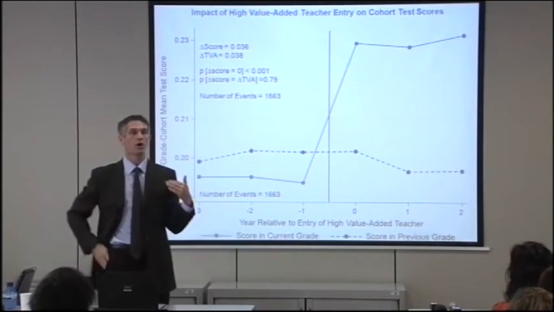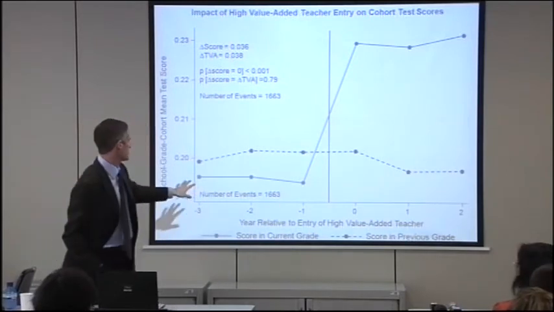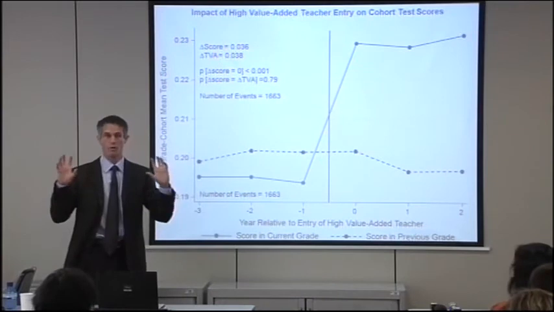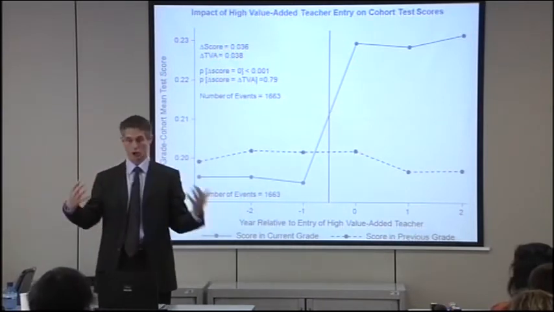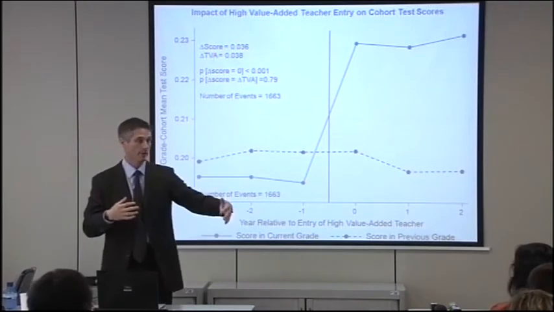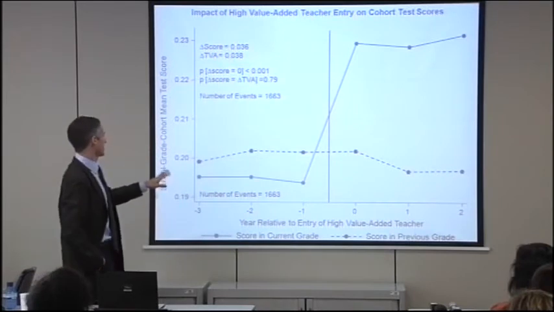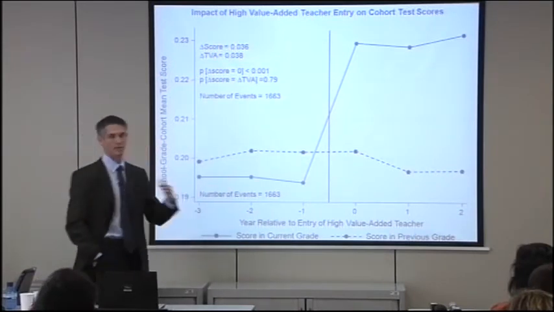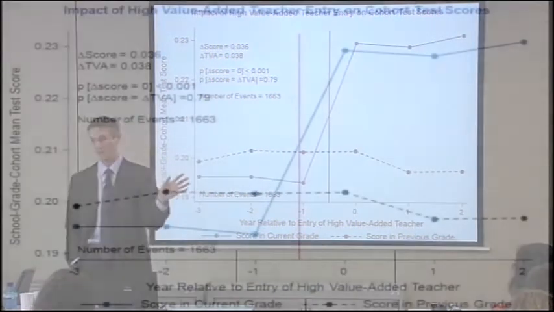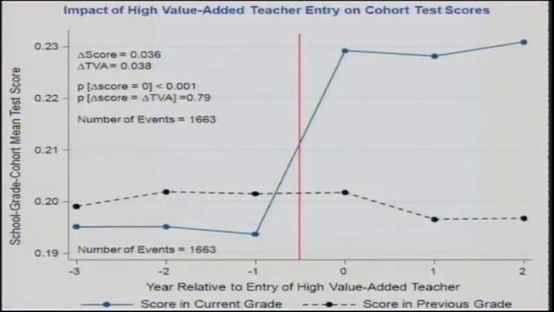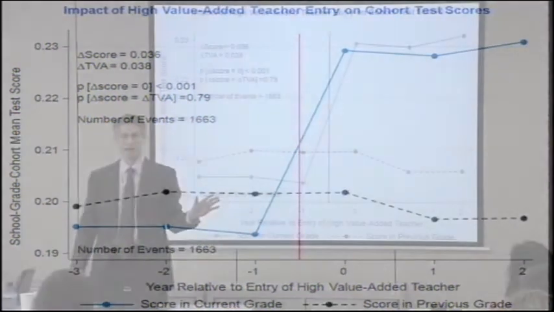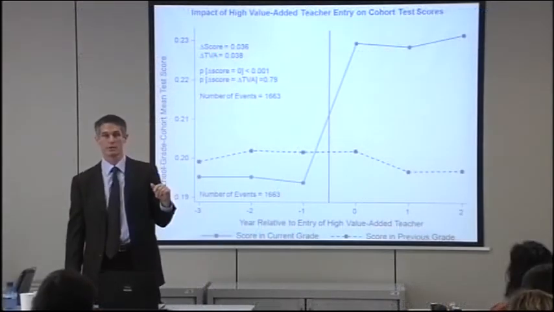We take all, this is just showing you a subset of the data. It's around 1,700 events where a really high value-added teacher, according to our measure, shows up in a particular grade. Okay? And what we do is we say, let's look at test scores, this in the solid line. Let's look at what happened to average test scores in that cohort. No control variables. This isn't a regression. This is just raw data. Average test scores in that grade were going along, not trending up or down. Okay? That great teacher shows up, and all of a sudden, boom, average test scores go up in that grade. And they stay up in the following year.